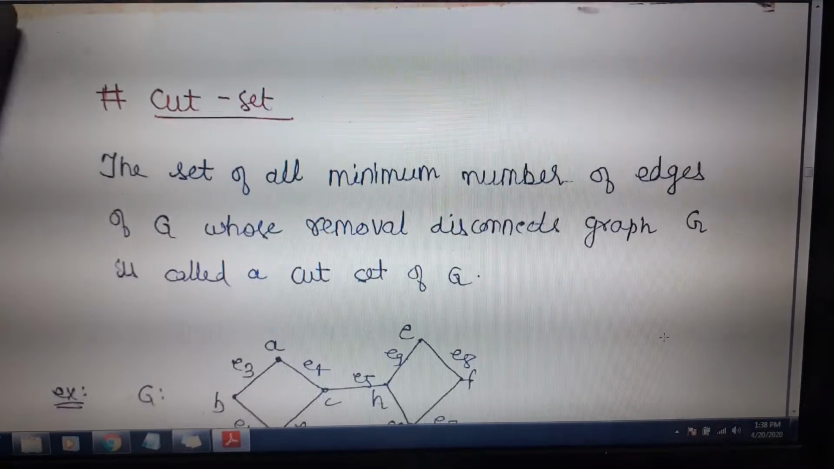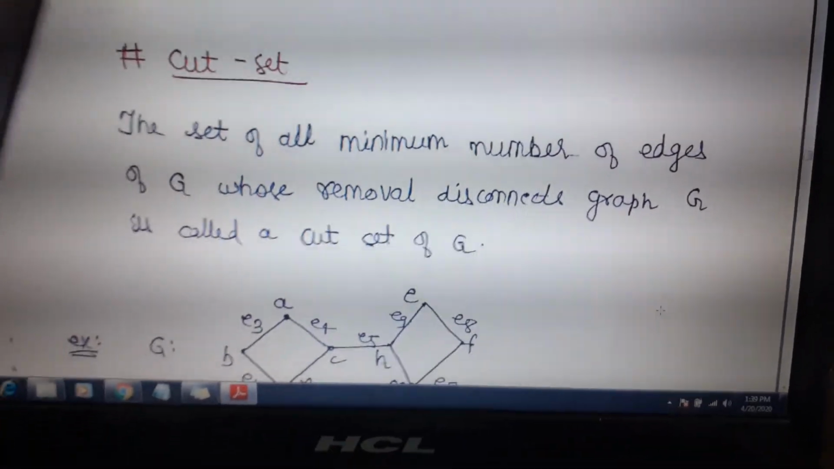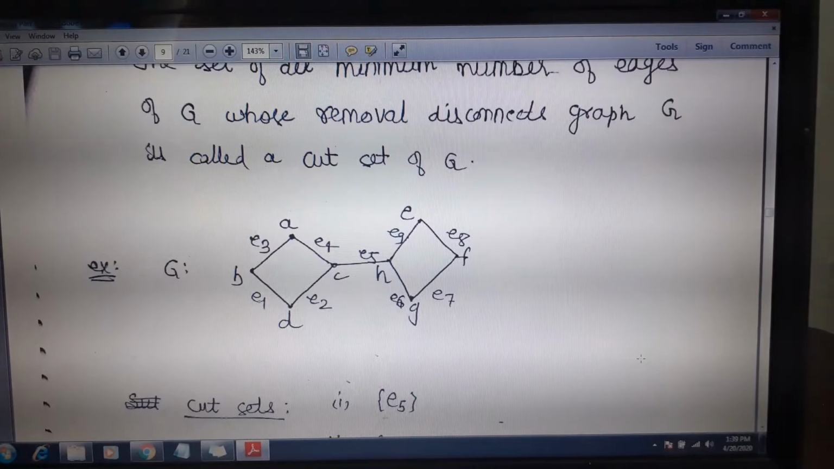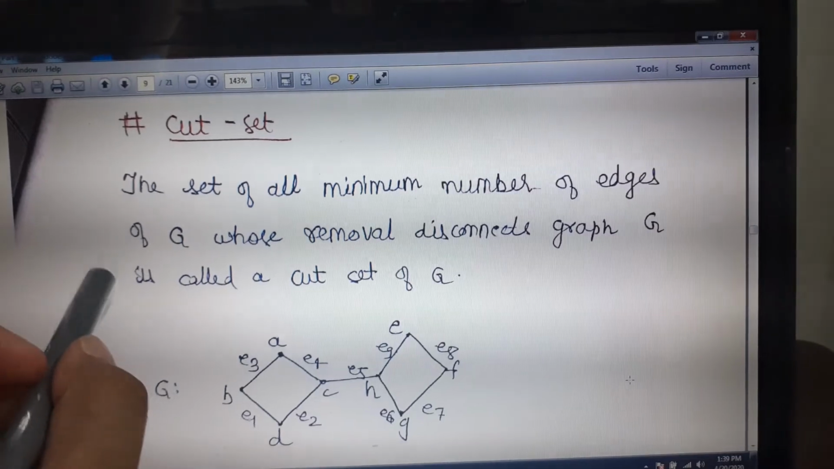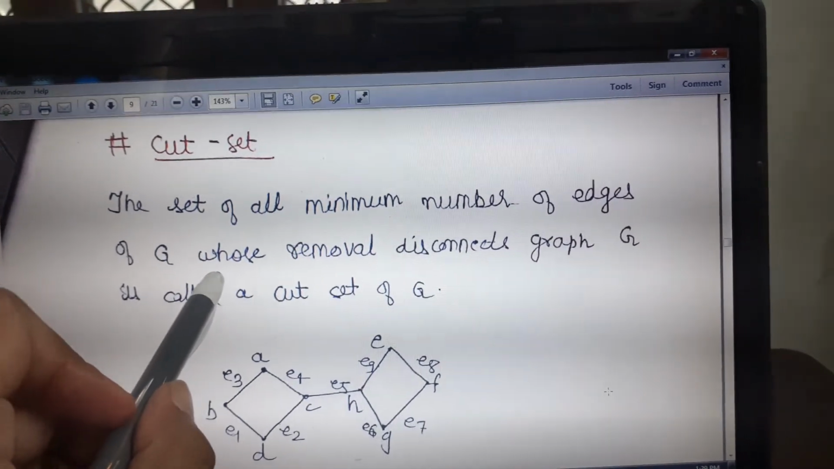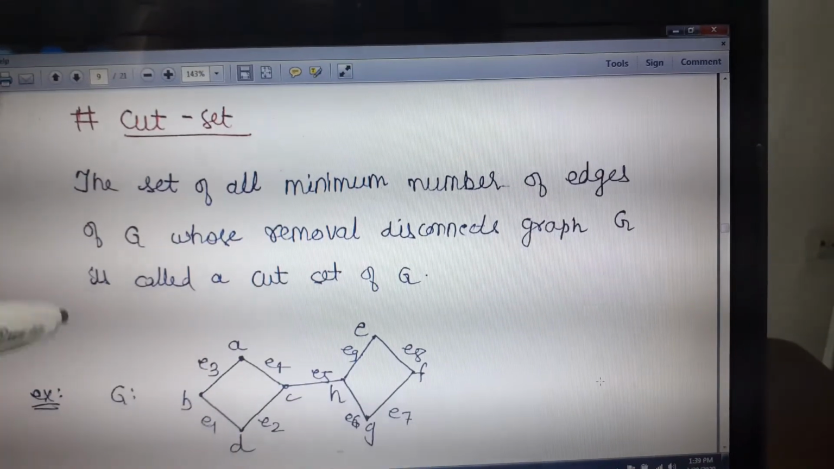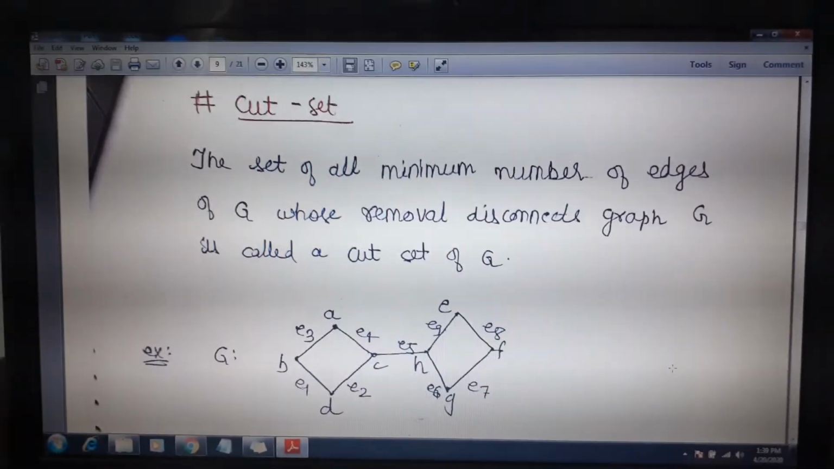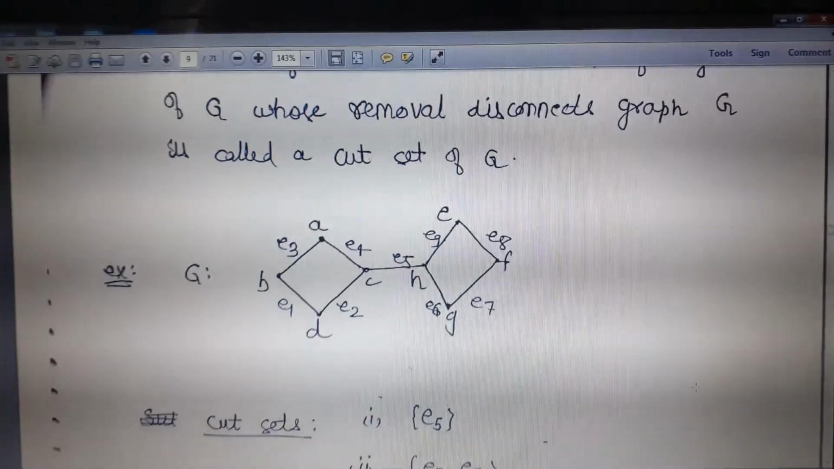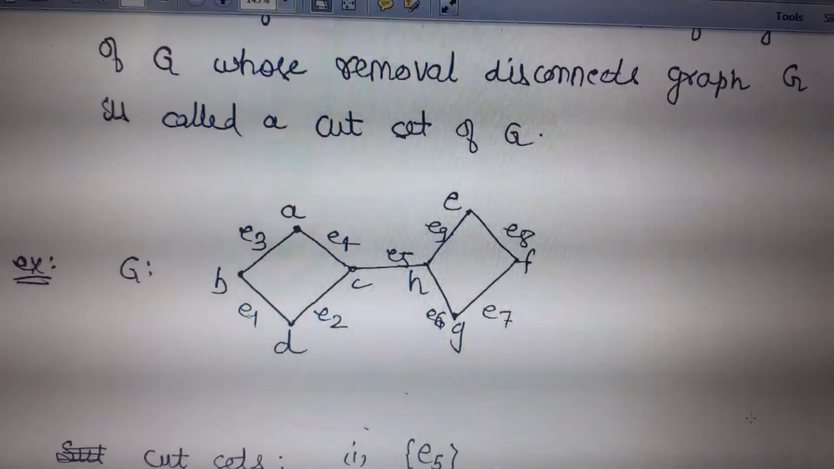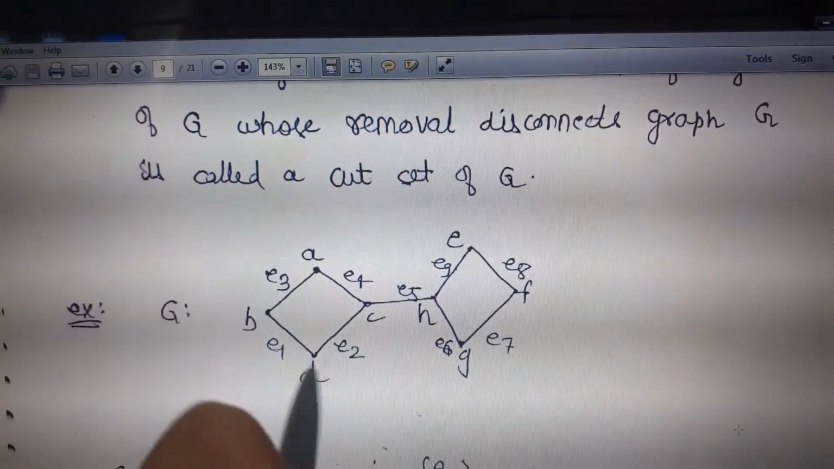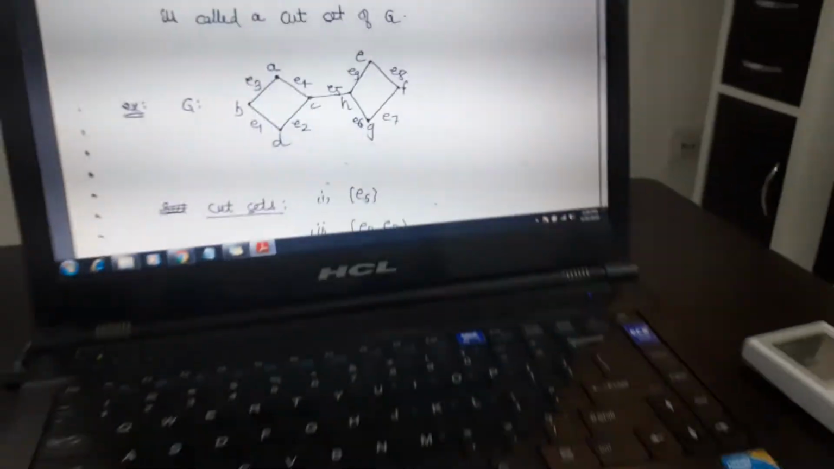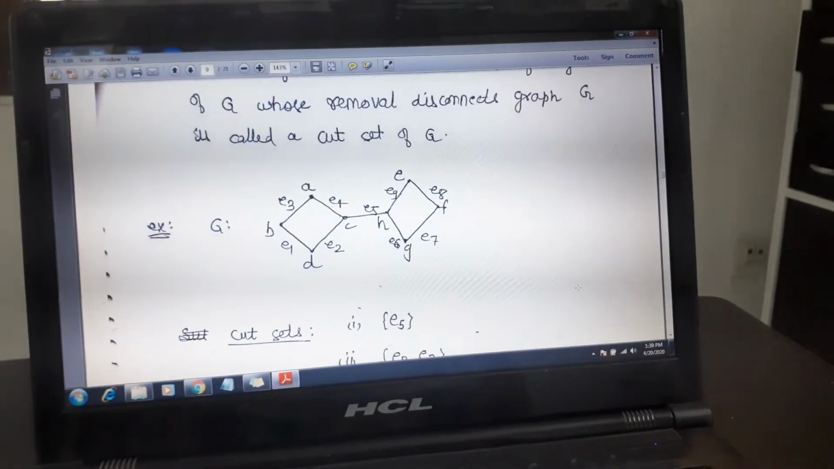And the next is your cut set. Okay, cut set. Let's go to the definition first. It is a set of all minimum number of edges of G whose removal disconnects the graph G is called a cut set of a graph G. Let us understand this with the help of an example. Now, this is the graph given to you. If I remove E5, then the remaining graph becomes this one. Okay, I'll tell you this with the help of an example. The graph given to you is this one.